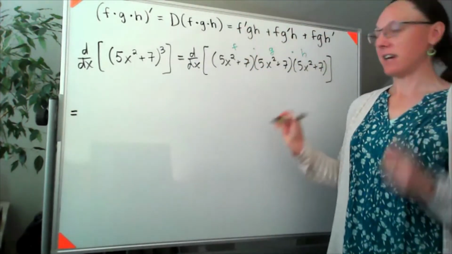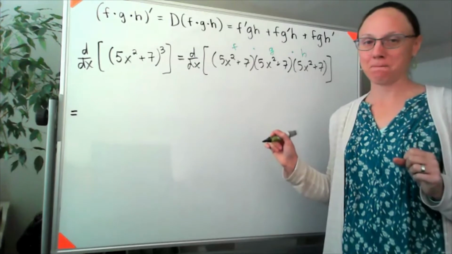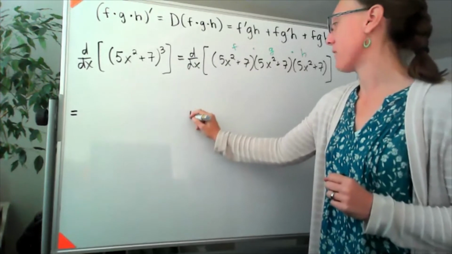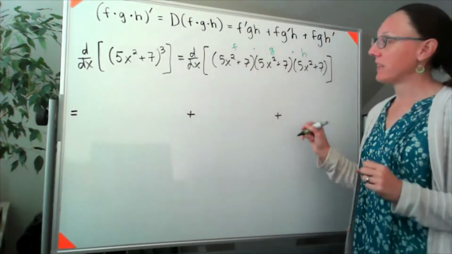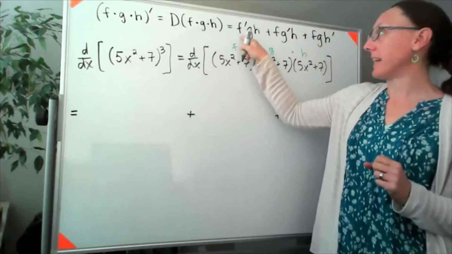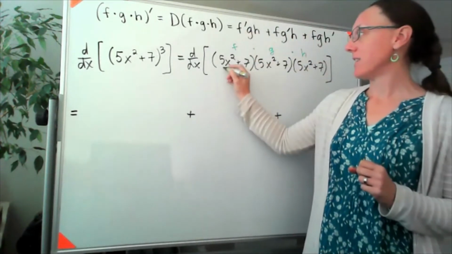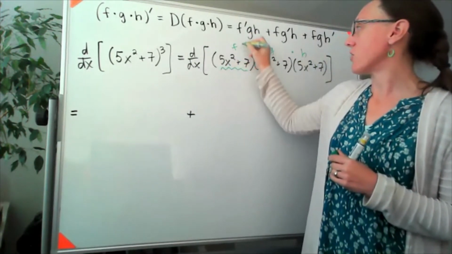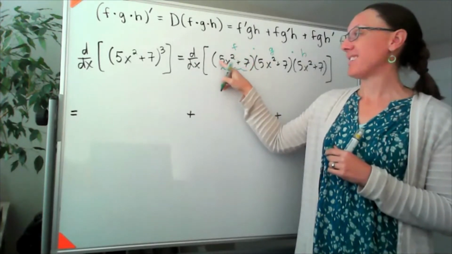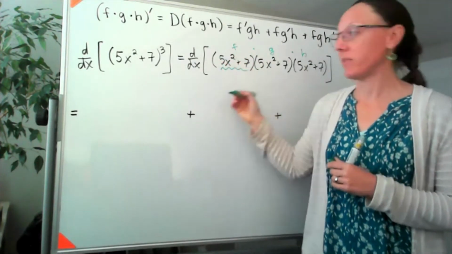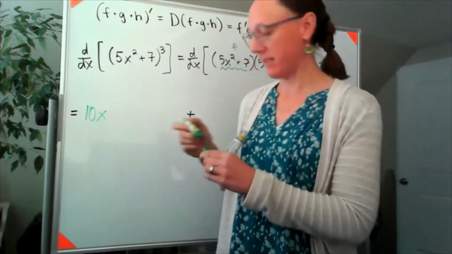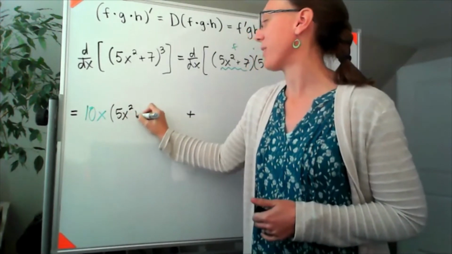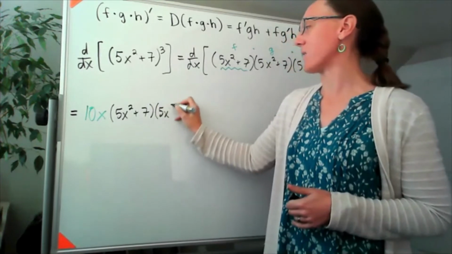I did not leave myself a ton of space, but I think I can squeeze it in. So for the first part of my triple product rule, and I'll just give myself a plus and a plus here, I need F prime times G times H. So when I take the derivative of F to do the F prime part, I'll have 10x plus a 0. So I'll just write that as 10x. And then I'll have times 5x squared plus 7 times another 5x squared plus 7.